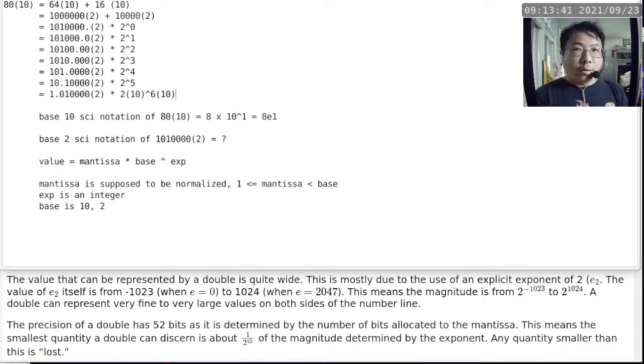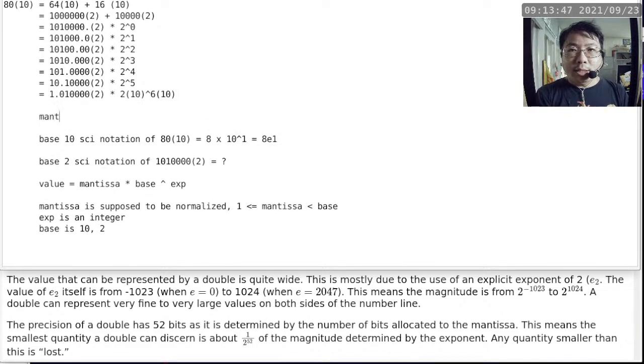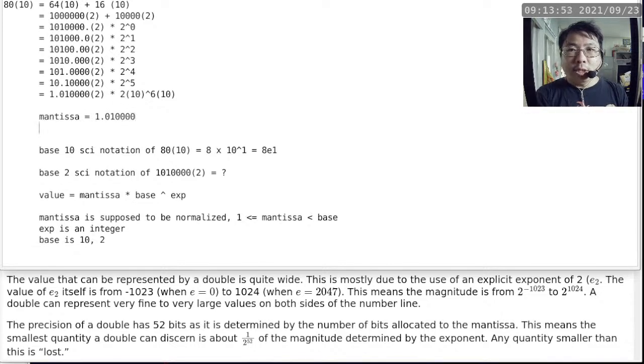Oh wait, I think we just got it, right? Because now we have gotten the mantissa in base 2, in this case, is 1.010000, and we also have figured out that in base 2, the exponent is 6. Are we good up to this point? Excellent. All right, very good.